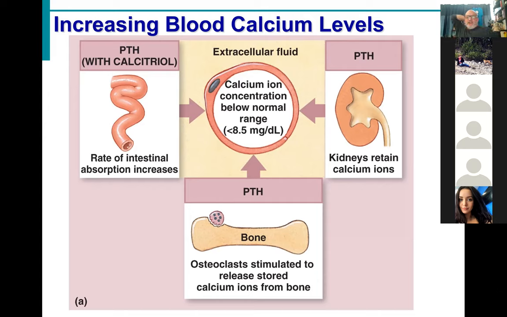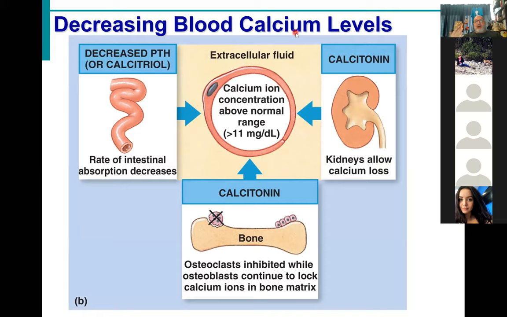All right. Notice here, we see this example of what happens when calcium levels drop. Like I said, when calcium levels drop, we need to bring the calcium levels back up. So parathyroid hormone tells the kidneys to reabsorb, hold on to calcium ions. It stimulates the osteoclasts so that we break down matrix, releasing calcium into the blood, and it stimulates the production of calcitriol so that we absorb more calcium. Conversely, if calcium levels in the blood are too high, calcitonin tells the kidneys to let it go. Calcitonin stops the breakdown of bones so that we're not releasing calcium into the blood, and it stops the production of calcitriol so that we stop absorbing it.